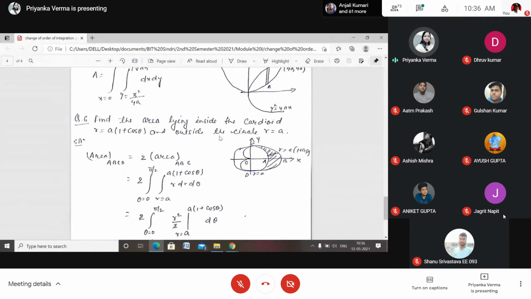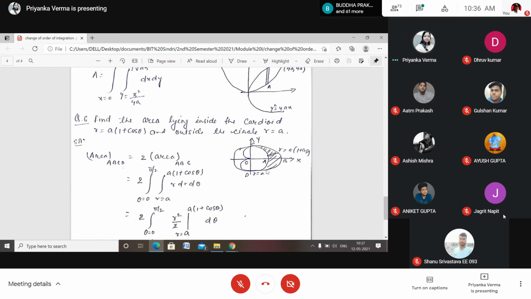So firstly, draw this curve, the cardioid. As you know, the curve of a cardioid is represented by this leaf form. This is the curve of the cardioid. Now, the equation of the circle is this one. Now, in which region do we have to find the area? Inside the cardioid, but outside the circle. So this is the region in which we have to find the area.